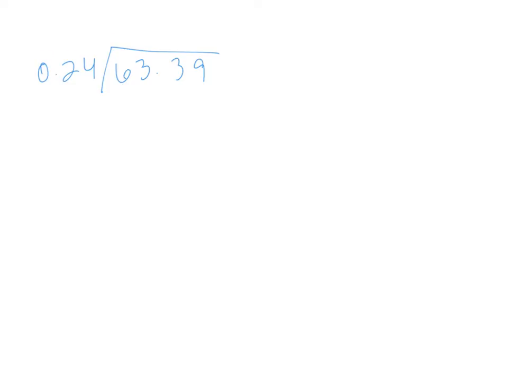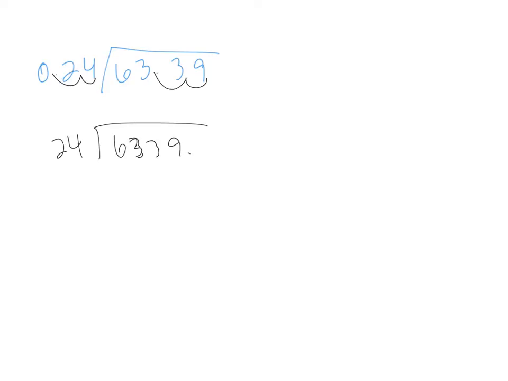Last practice problem, 63 39/100 divided by 24/100. I'm going to move that twice, move that twice. We have 63 39 divided by 24. Okay, so I'm going to do some estimating here. I'm going to round 24 down to 20 because I can actually count by 20s quicker than I can count by 25s for whatever reason.